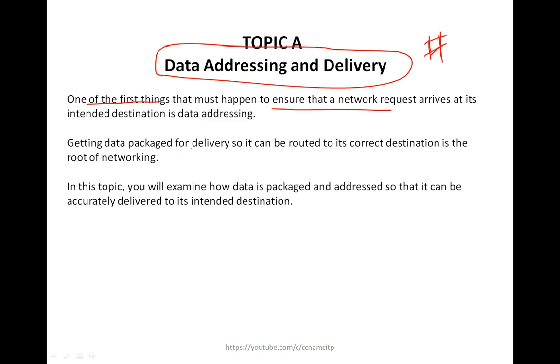Getting data packaged for delivery so it can be routed to its correct destination is the root of networking. So why do we use routing, and what is the delivery of this packet? Once that package is ready, the network has to deliver it to the correct destination. In this topic we will examine how data is packaged and addressed so that it can be accurately delivered to its intended destination. The entire thing we will understand one by one.